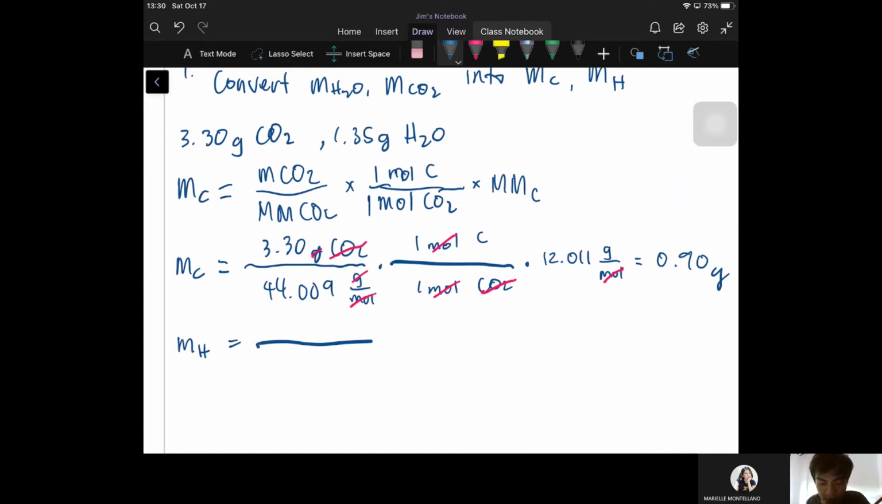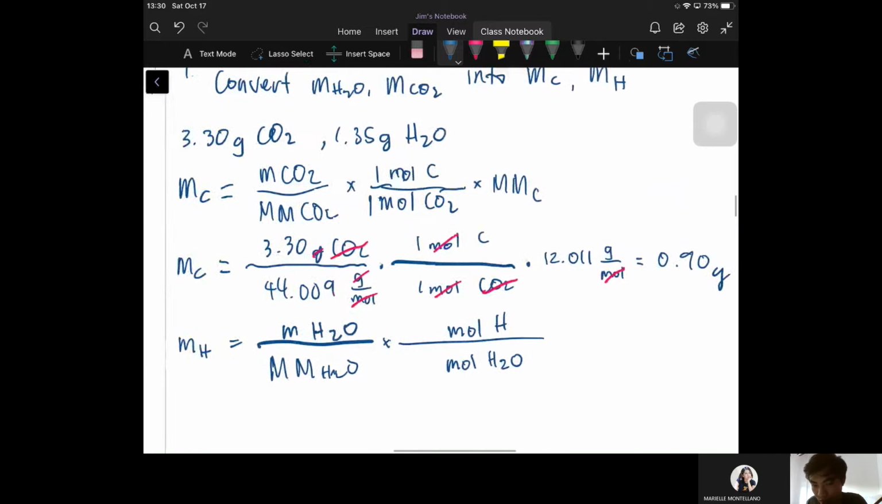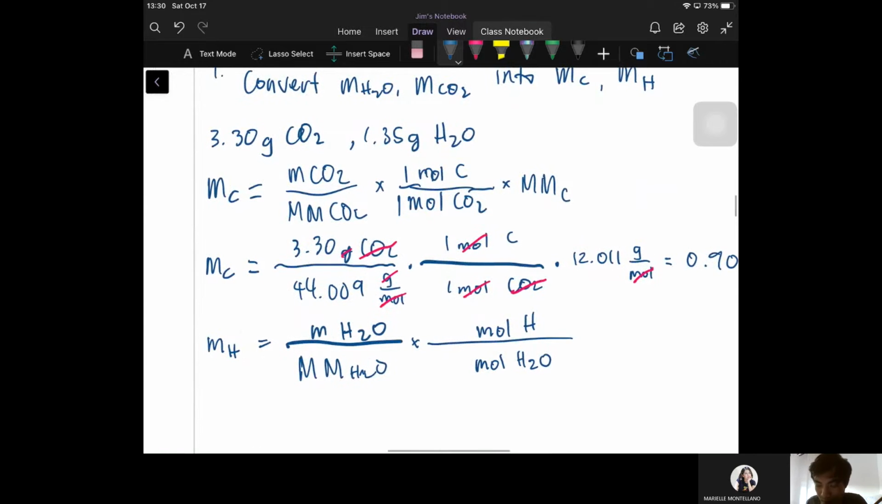So paano ginagawa yun sa hydrogen? You have your mass of your water divided by the molar mass of water para ma-convert siya into moles, times the conversion ng water to hydrogen. So, mole ng H2O sa baba para mag-cancel. Mole ng hydrogen sa taas. No? Kasi hydrogen atom yung gusto natin malaman.